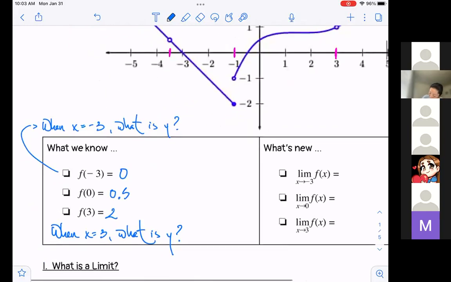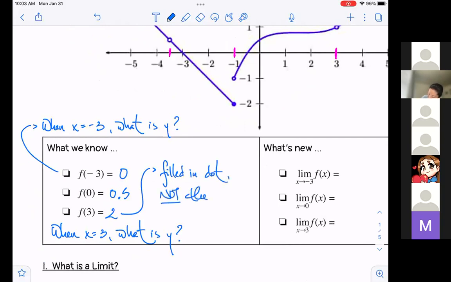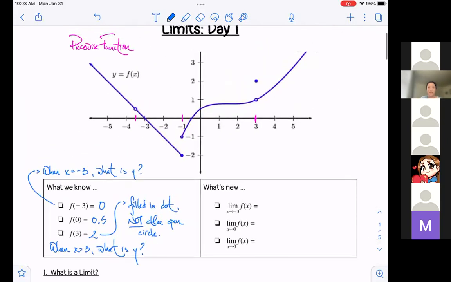Maybe we leave a note for ourselves here that this is 2 because we go for the filled in dot, not the open circle. All right, so the filled in dot, not the open circle.